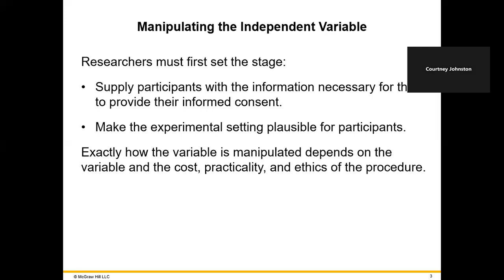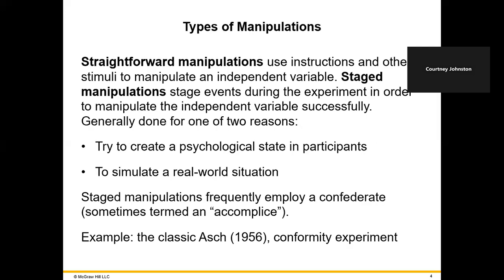Now, how the independent variable is going to be manipulated depends on what type of variable we're talking about, the cost, whether it's feasible, and also the ethics of the procedure. So these are the types of manipulations. We have straightforward manipulations. This is when we use instructions and other stimuli to manipulate an independent variable. Whereas with staged manipulations, we're going to stage events during the experiment to manipulate the independent variable successfully.